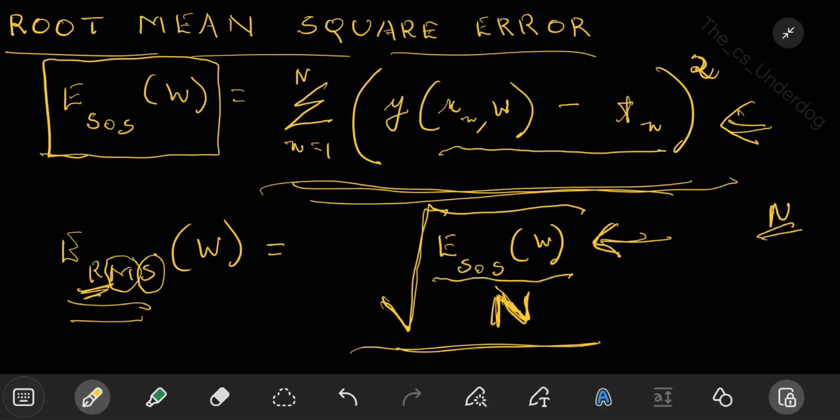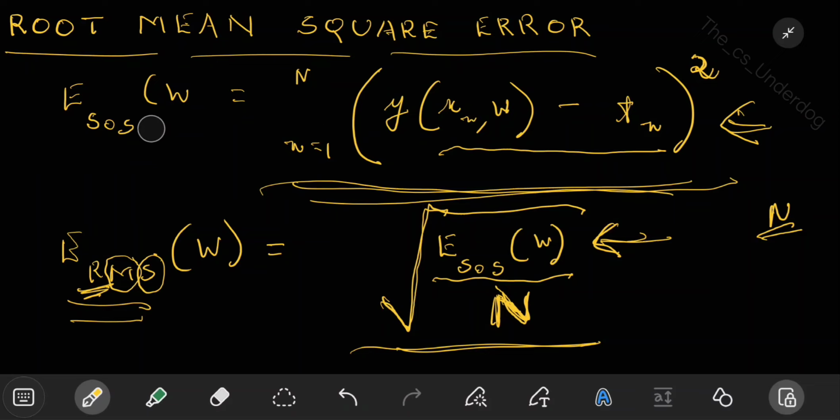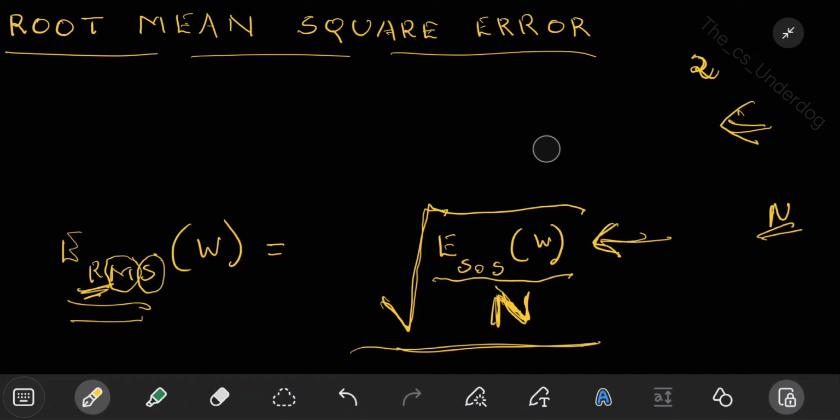Let's see what are the advantages that you will get if you use root mean square error over sum of squares error, and in what situation you should prefer root mean square error. Whenever you learn a concept, it is important that you understand why this particular concept is important, and practically under what circumstances you should use it. If you know that, then your learning is worth it. So we'll see when to use root mean square error. What is the requirement?